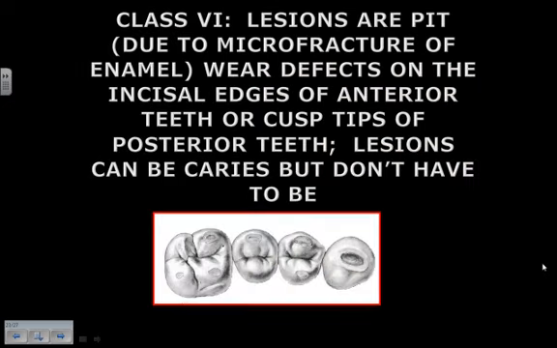Class 6 lesions, defined by Schultz, are lesions that are pits due to microfracture of the enamel or wear defects on the incisal edges of anterior teeth or cusp tips of posterior teeth. Lesions can be carious but don't need to be. In the line drawing that we're seeing, you can see the cusp tips are worn on the lingual of the maxillary first molar. They're still in the enamel.